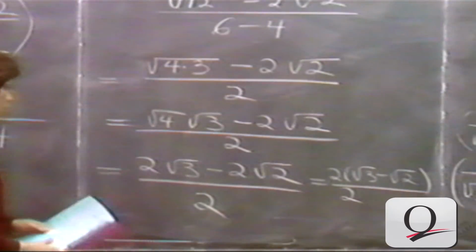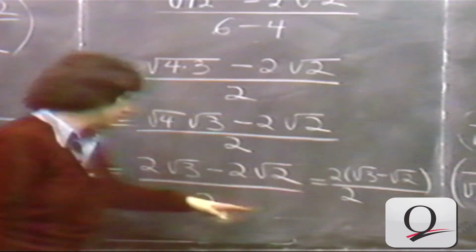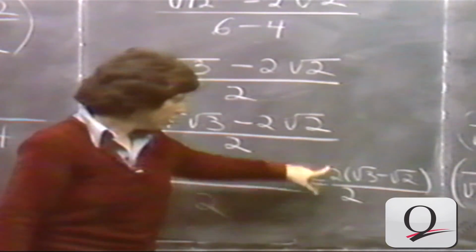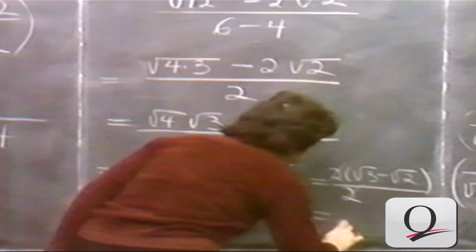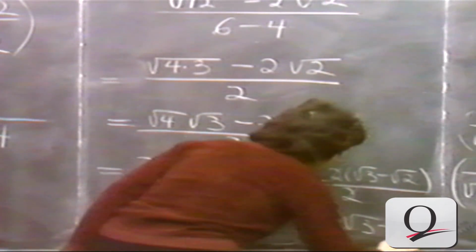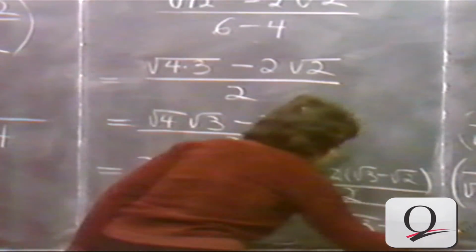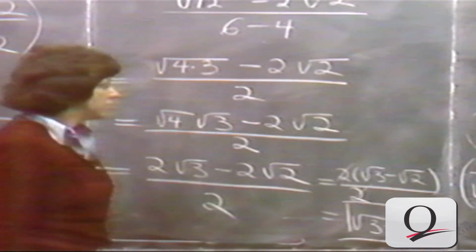And in doing this, okay, the 2's will cancel. The top, we factored out a 2, which will cancel the 2 in the denominator, giving us a final answer of the square root of 3 minus the square root of 2. And this brings us to the end of the tape.